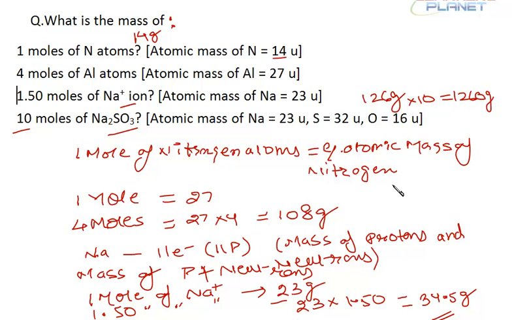What is gram molecular mass? It is the amount of that substance whose mass in grams is numerically equal to its molecular mass. Molecular mass is obtained by summing up the atomic masses of elements present in that molecule. Molecular mass is a relative entity, so it is written in units, right?